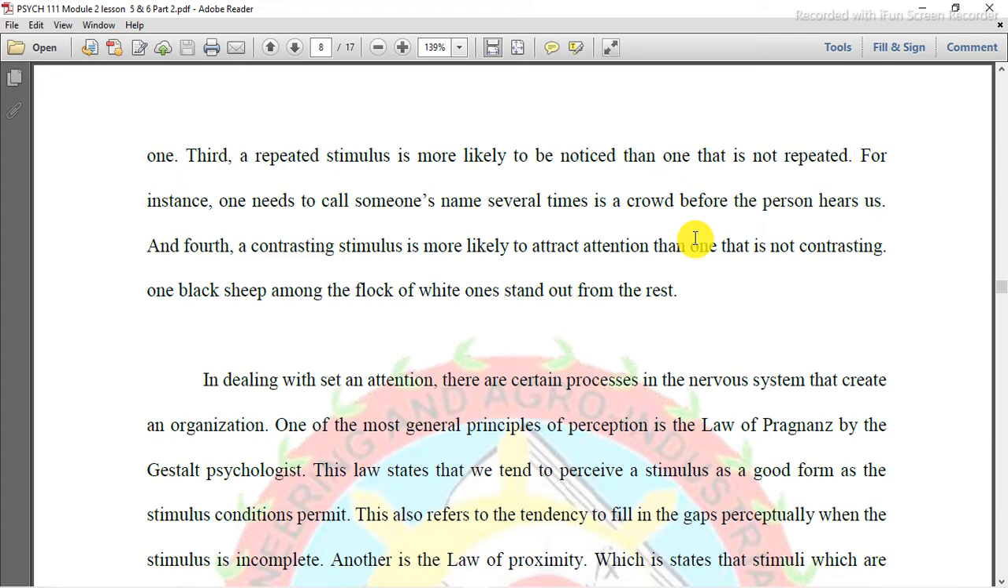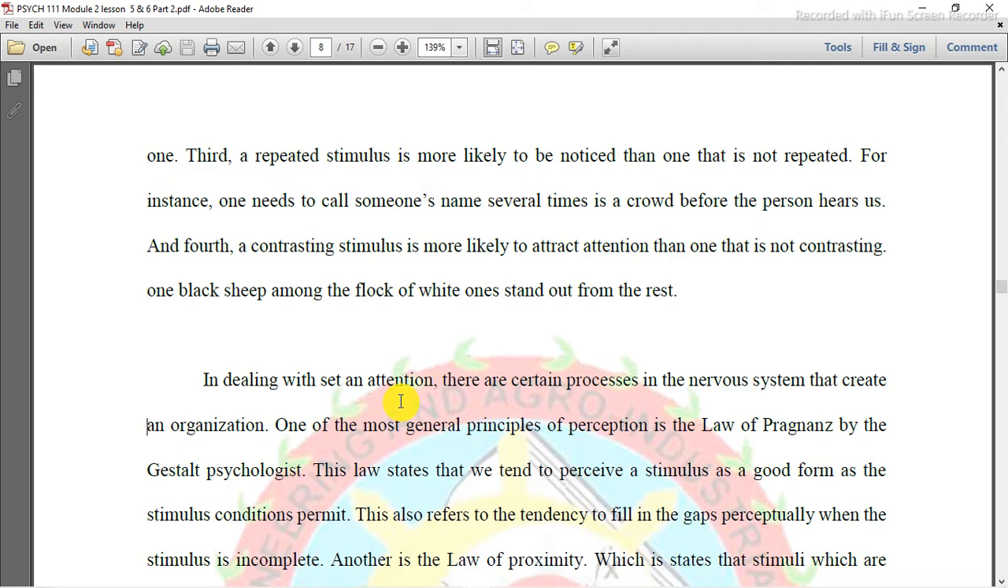And fourth, contrasting stimulus is more likely to be noticed. So, yung mga, kumbaga, mas maliwanag, okay? Mas maliwanag or kumbaga, mas light, no? Mas light. So, example dyan is that black sheep, no, among the flock of whites stand out from the rest. So, mas makikita mo yung maitim na kulay sa maraming puti.